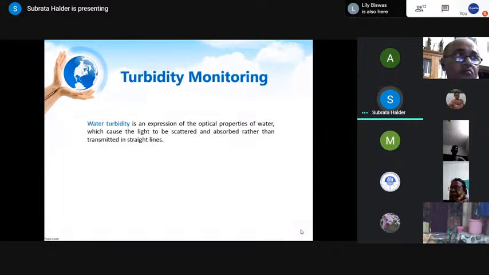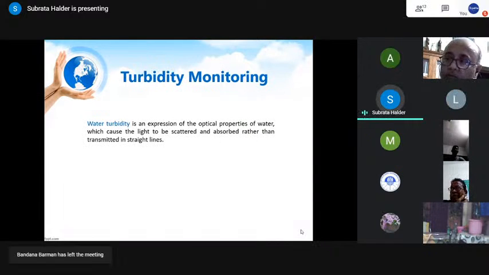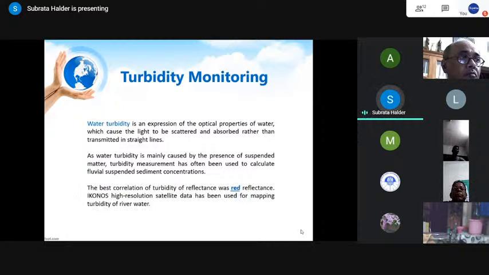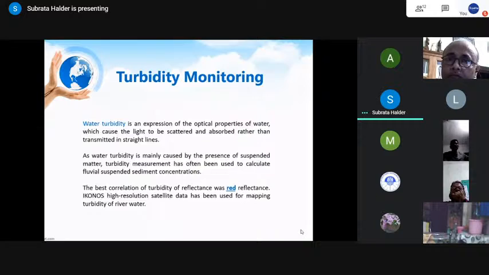Turbidity monitoring. Water turbidity is an expression of the optical properties of the water, which cause the light to be scattered and absorbed rather than transmitted in straight lines. As water turbidity is mainly caused by the presence of suspended matter, turbidity measurement has often been used to calculate fluvial suspended sediment concentrations. The best correlation of turbidity to reflectance was red reflectance. IKONOS high-resolution satellite data has been used for mapping turbidity of the river water.